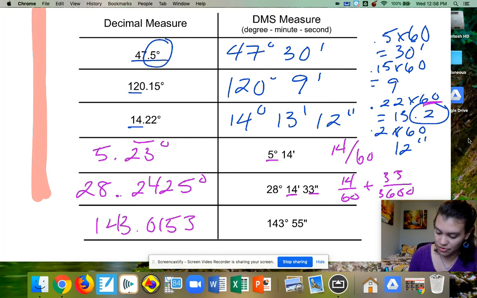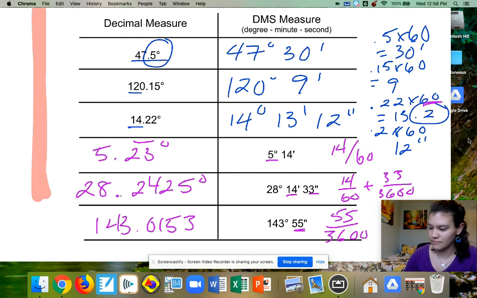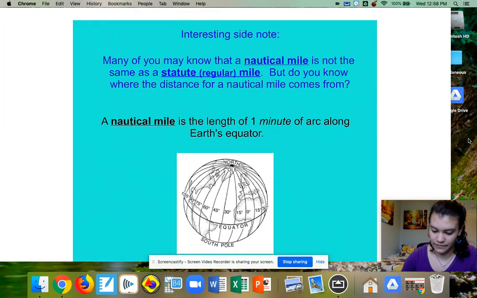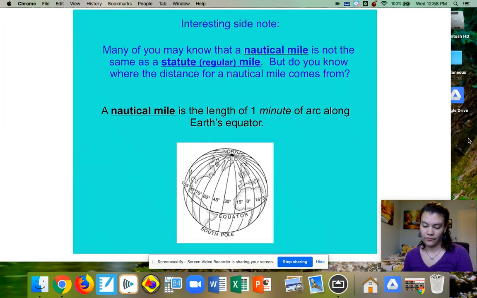Here there's no minutes, only seconds, so you're going to do 55 over 3,600. All right, so an interesting side note. A nautical mile is not the same as a regular statute mile. A nautical mile comes from 1 minute of arc length around the equator, so like moving around the equator versus just a straight distance.